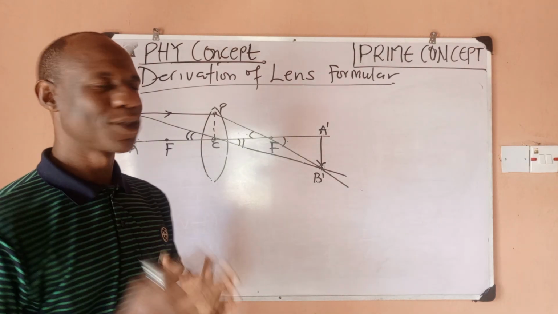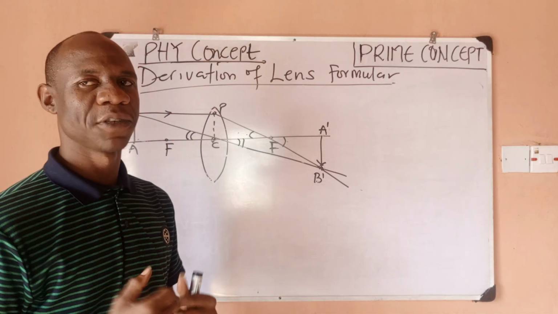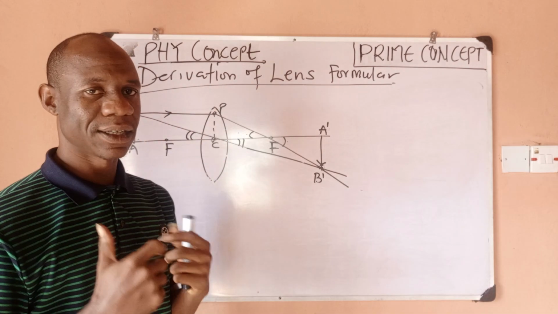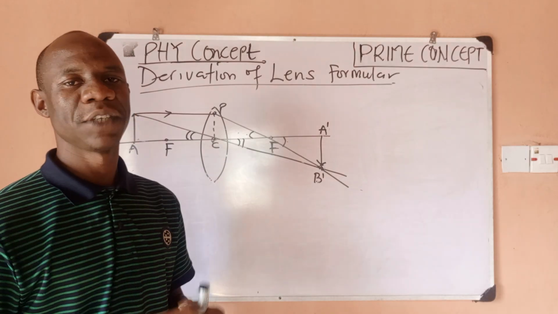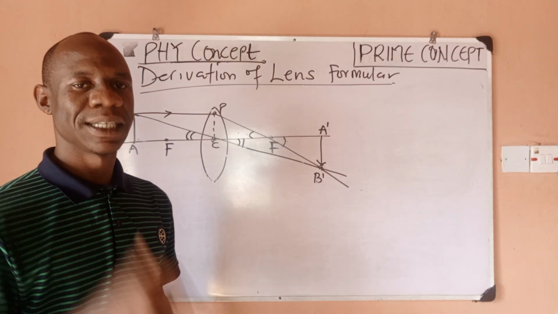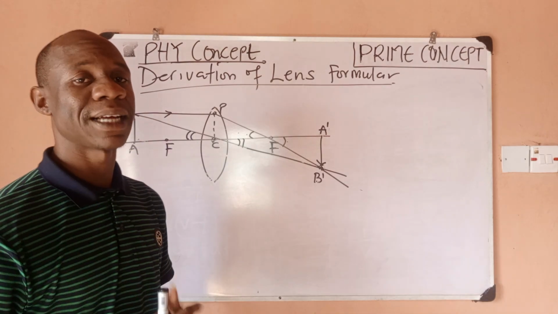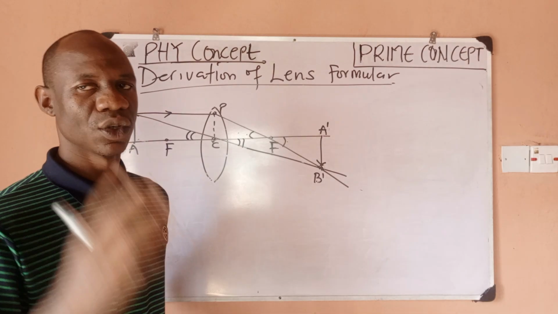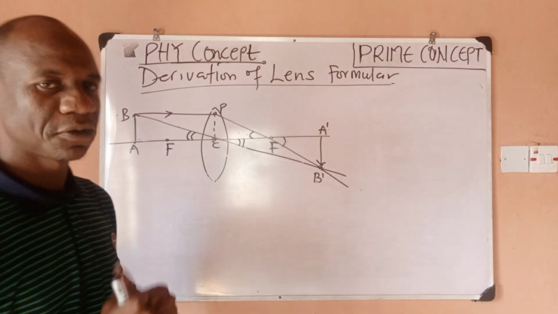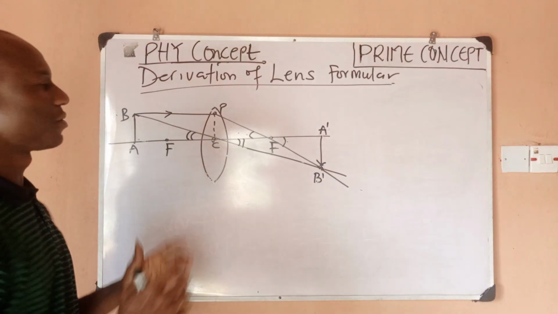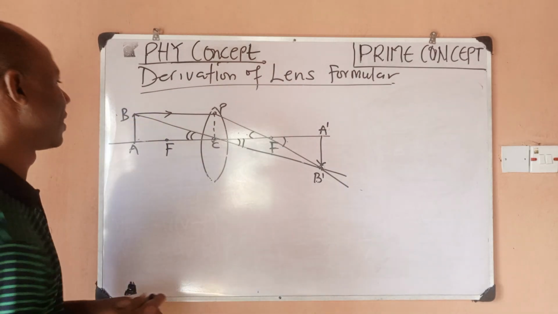We want to further our derivations on lens formula. In our previous video, we derived the thin lens formula, which is 1 over f equals 1 by v minus 1 by u, right? Now in this video, we want to derive the formula for magnification. We'll be doing that using the same diagram we used in our previous video. So we want to derive the formula for the magnification of a thin lens.